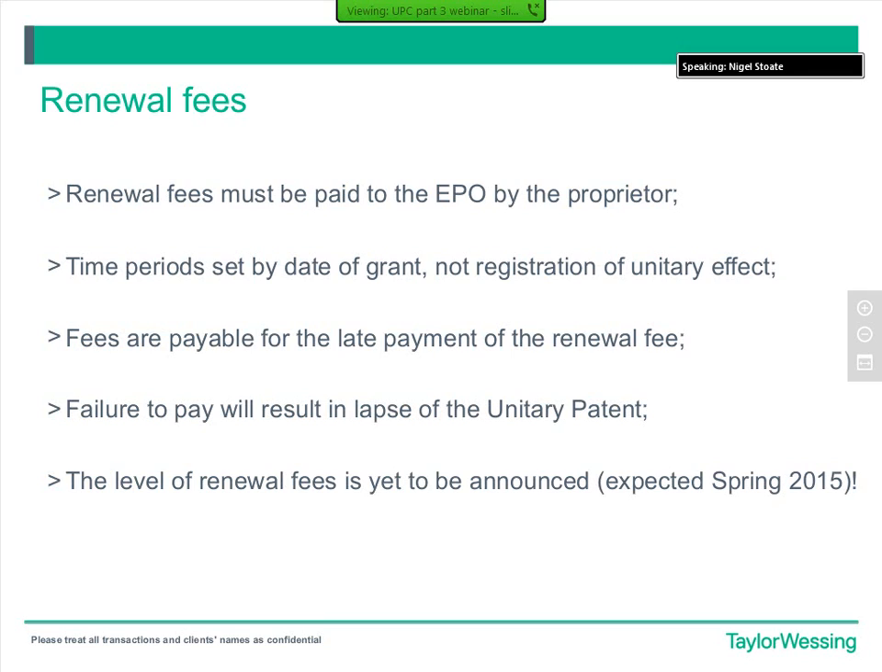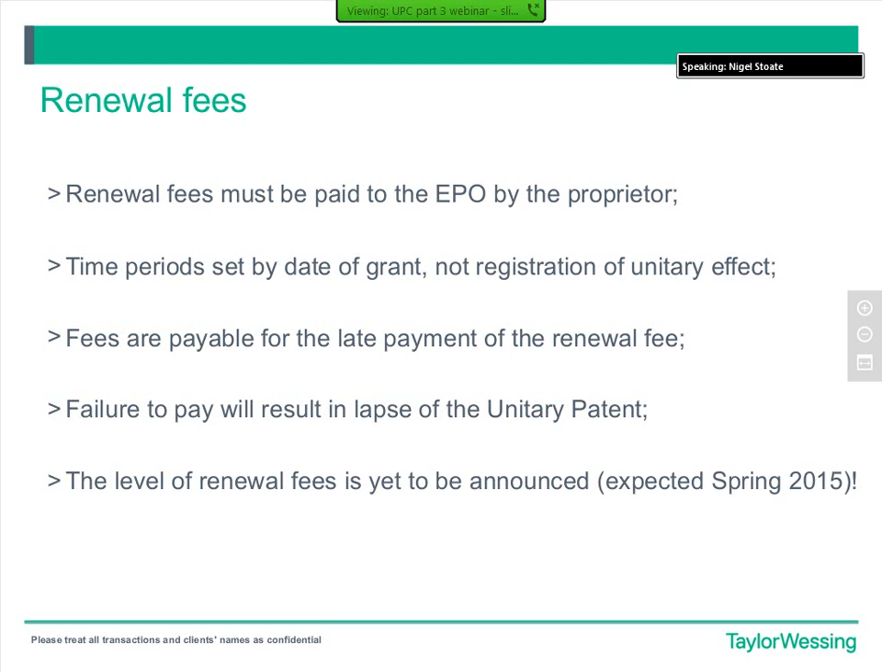In circumstances where the proprietor of a unitary patent has filed a statement with the office to say that the patent is available for licenses of right, under Article 8.1, the subsequent renewal fees for the unitary patent will be reduced.